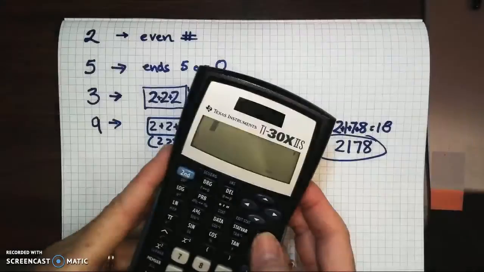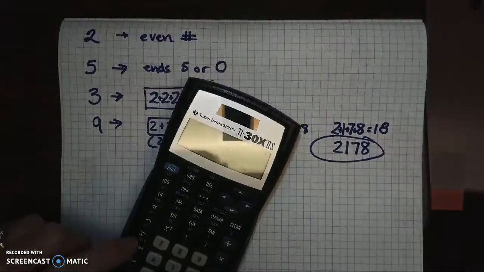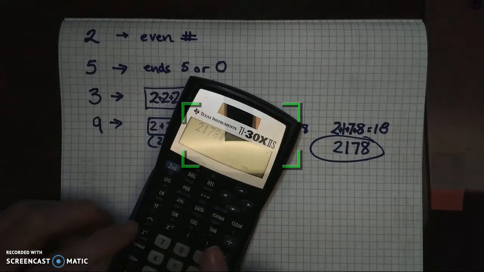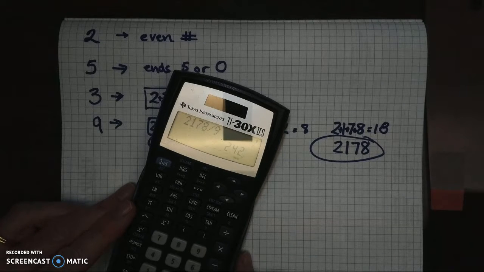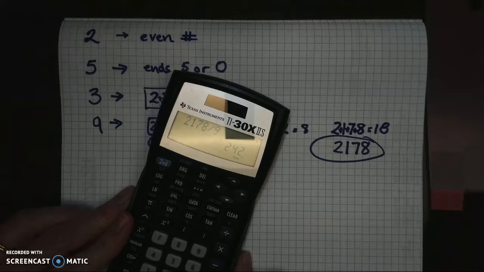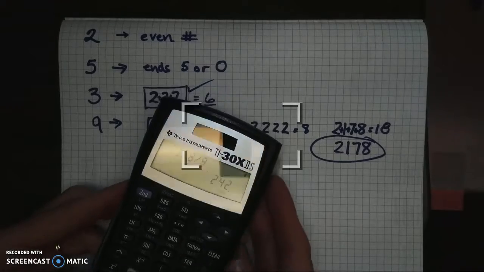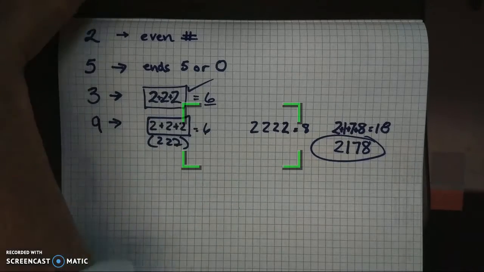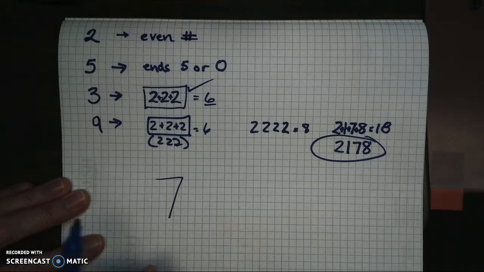I can prove it on my calculator. 2,178 divided by 9. Yep, 242. Who knew? Well, people who had written down their divisibility rules. It's why you need them. It's going to help you out when you're trying to figure stuff out with fractions. Okay. The only one you have to really be careful of is 7.